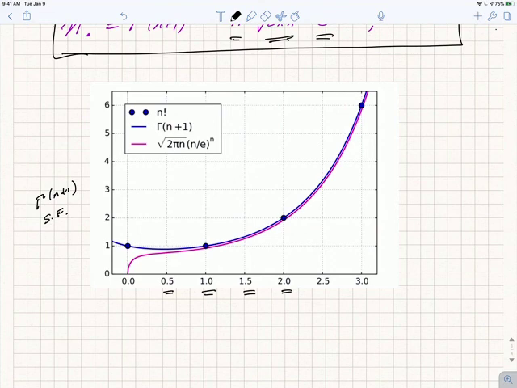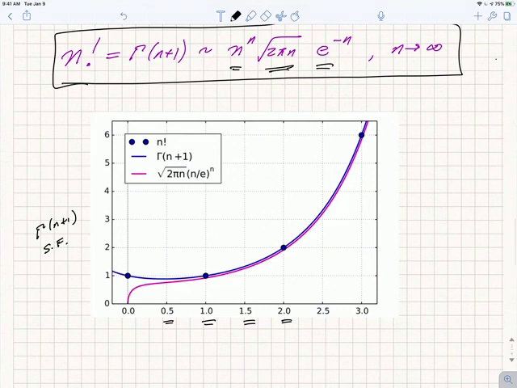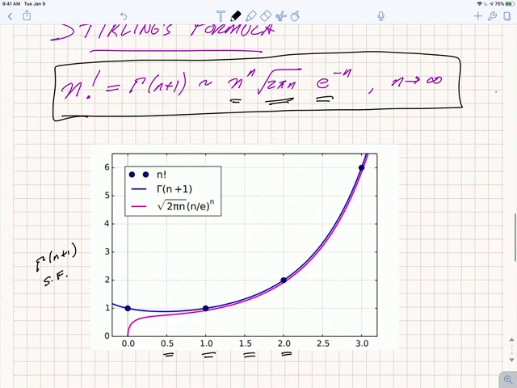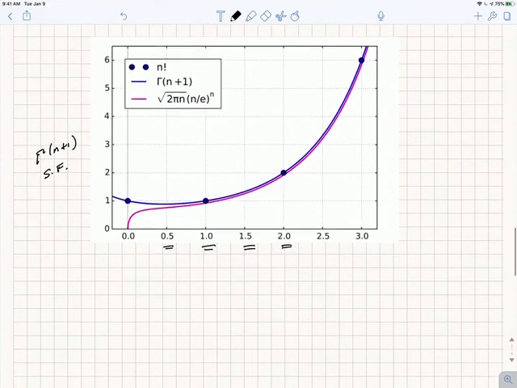And you can see it's an extremely good approximation. Stirling's formula is a very good approximation. It's very good even for n equals 2 or 3 for approximating the value of n factorial. This is one of the fundamental formulas that you'll see used all the time in statistical mechanics.